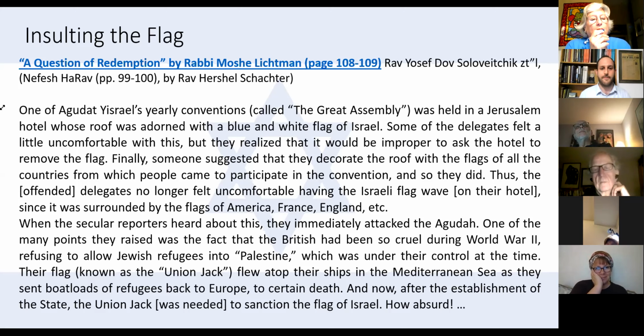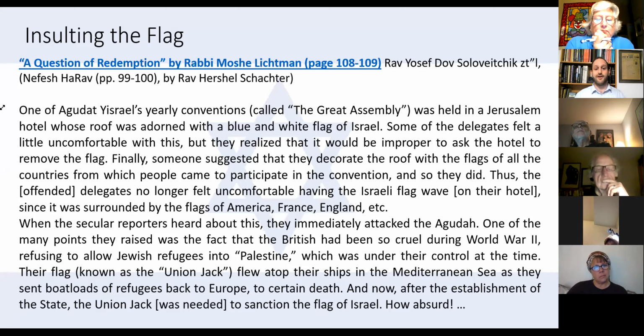So here's what happened. This is occurring in the 1950s at one of Agudat Yisrael's conventions, or as they like to call it, the Great Assembly. It was held in a Jerusalem hotel whose roof was adorned with the blue and white flag of Israel. Some of the delegates felt uncomfortable with this because they're against the state of Israel, but they realized that it would be improper to ask the hotel to remove the flag. So finally, someone suggested that they decorate the roof with the flags of all the countries from which the participants came, and so they did.